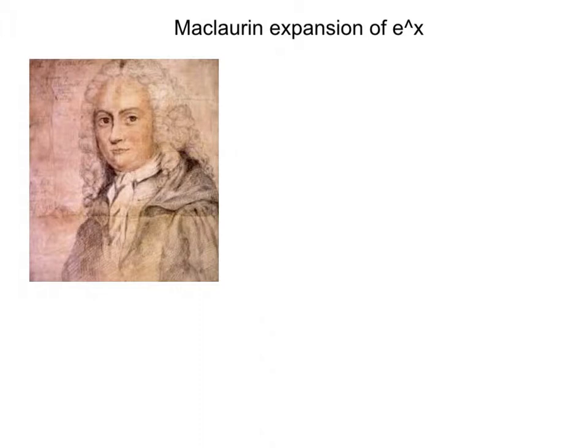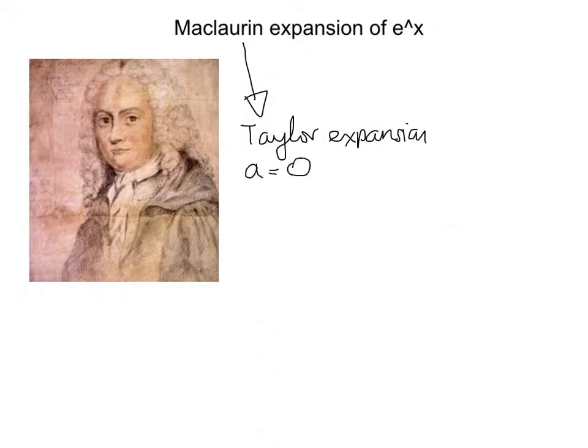I don't even know how he's got away with this being called something to do with him, because what a Maclaurin expansion is, it's a Taylor expansion, but it's centred at 0. a is 0, so the point at which it is best approximating the original function is 0. So it's a Taylor expansion. It's just a Taylor expansion. It's just a particular one. And Maclaurin somehow managed to get it named after him.